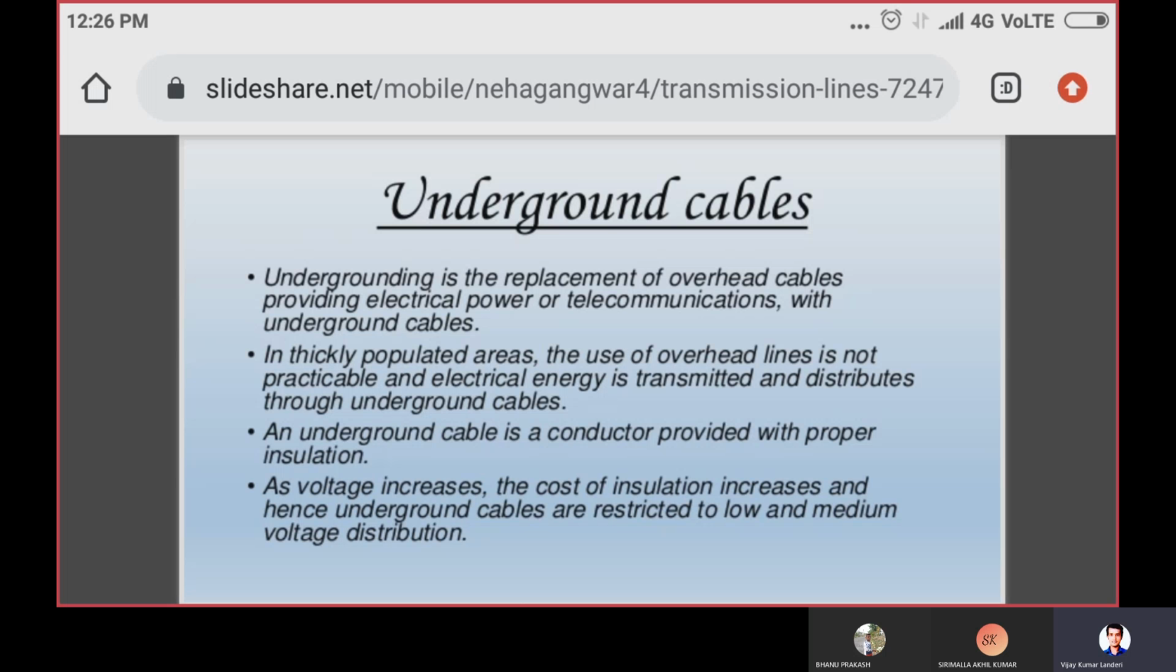So what is the underground cable? It is a conductor provided with proper insulation. As voltage increases, the cost of insulation increases, and hence underground cables are restricted to low and medium voltage distribution. So whenever we are using underground cables, it is limited to low voltages. Whenever we go for high voltages, what is happening? The cost of insulation is increasing. So that's why we prefer underground cables only for low and medium voltage distributions.